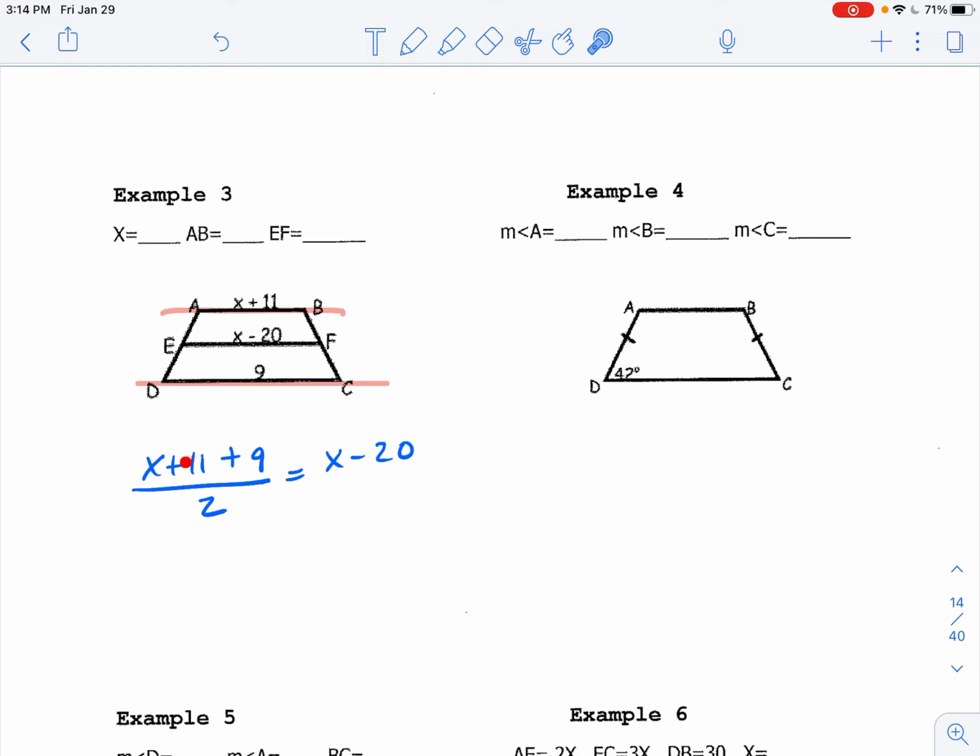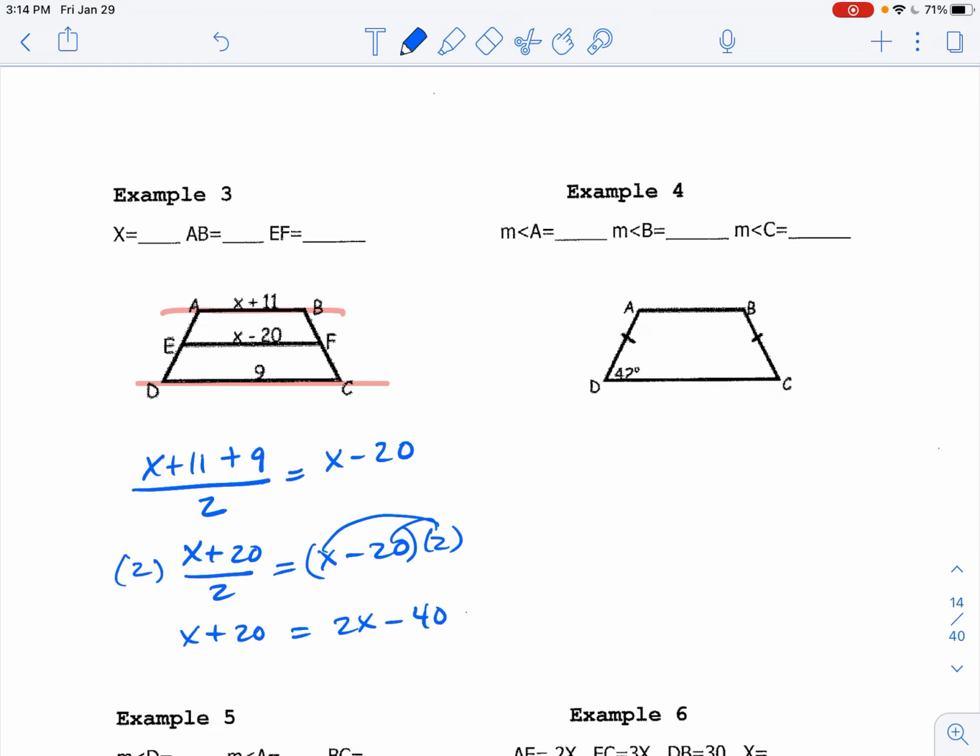In the numerator of the fraction on the left, 11 and 9 is 20. So (x + 20)/2 is equal to x minus 20. I'm going to multiply both sides by 2 to get rid of that denominator. So I've got x plus 20 is equal to 2 times (x minus 20), and I should put this in parentheses. You need to distribute to both of those guys.